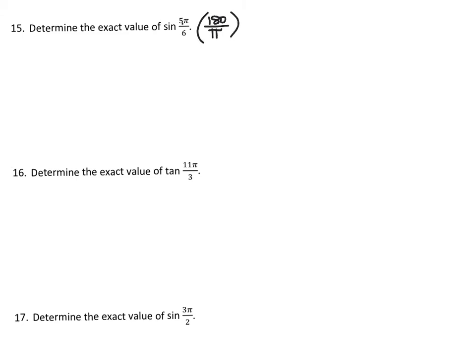So this pi on top cancels with this pi on bottom, and we can see that 180 divided by 6 is 30, and 5 times 30 is 150. So please don't just write 150. This is sine of 150 degrees. Okay, so this is equal to sine of 150 degrees.